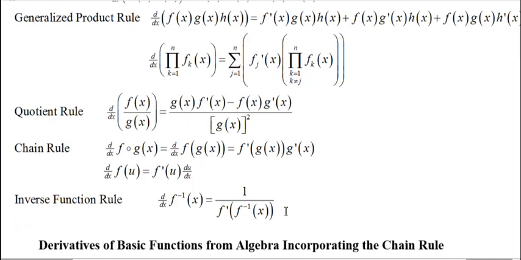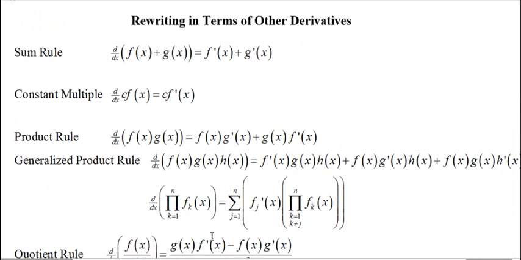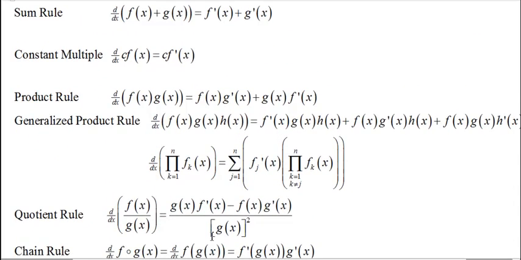The inverse function rule says if we have the derivative of f inverse of x, this is not an exponent, this is an inverse function, the derivative of f inverse of x is 1 over f prime evaluated at f inverse of x. So all of these rules rewrite a derivative in terms of one or more other derivatives.